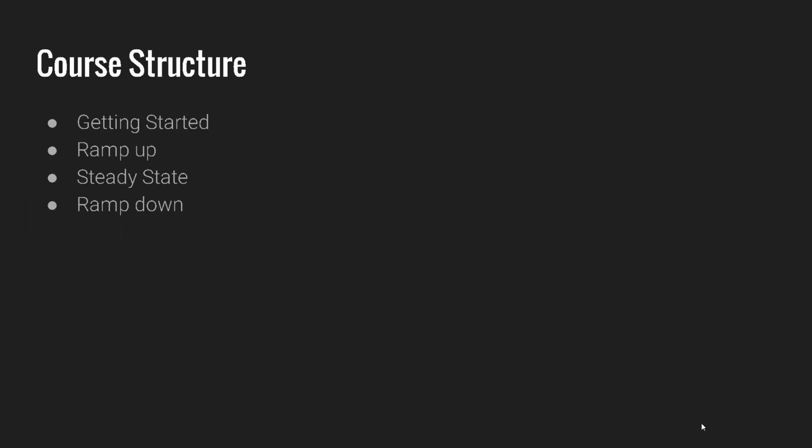I have divided this course into four main sections: getting started, ramp up, steady state, and ramp down. Getting started will help you understand the building blocks of TruWeb, and in ramp up, you will learn about the basic and advanced concepts. In steady state, you will be comfortable executing the TruWeb scripts as per your load testing workload model. And in ramp down, you will learn the best practices, result analysis, and a mini project.